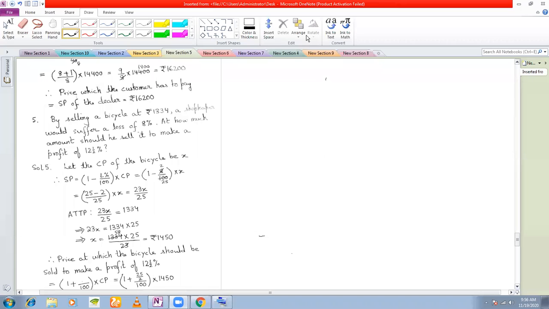Then what should be his selling price? That is the question. But remember, whatever selling price that you calculate, everything is calculated on the cost price. So here, the price at which the shopkeeper has bought the bicycle is not given, so we assume that to be X. Let the cost price of the bicycle be X. Okay, so the cost price of the bicycle is X.